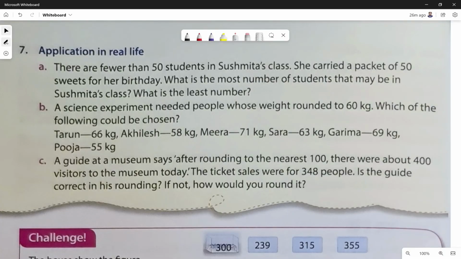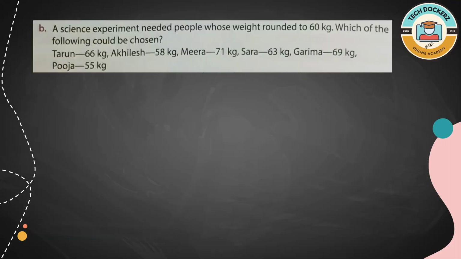Question number 7b. A science experiment needed people whose weight rounded to 60 kg. Which of the following could be chosen? So let's solve this question. First, we need to understand what the values are which will round to 60. Let's draw a number line 50 to 60 kg. All the values equal to 55 or above 55 will round to 60 kg.